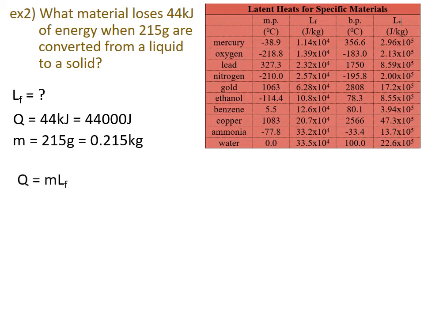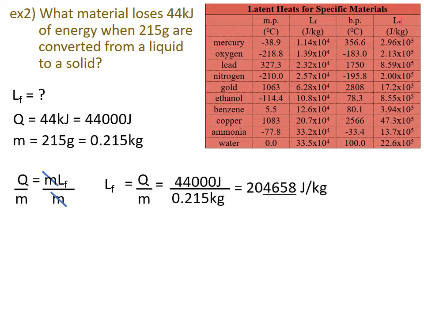The formula is Q equals mLF. To get LF by itself, I will have to divide both sides by m, so that the m's on the right-hand side factor out, leaving LF all by itself, and on the other side of the equation I have Q over m. I substitute my values in, run it through my calculator, and I get 204,658 joules per kilogram. The LF values are all times 10 to the 4.